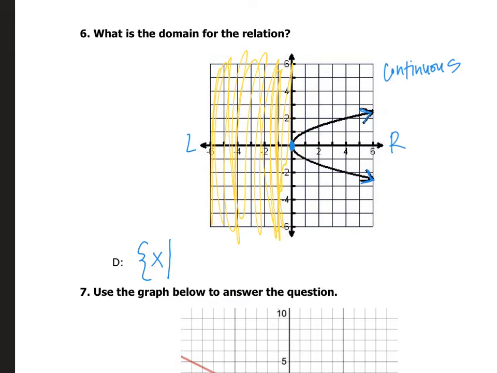So for this one, what we're going to write is x such that x is greater than or equal to 0, because that is all that we know. That is all that is given to us. We know that it must be greater than or equal to 0.